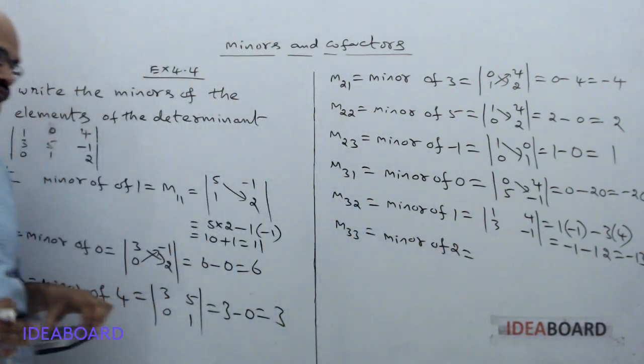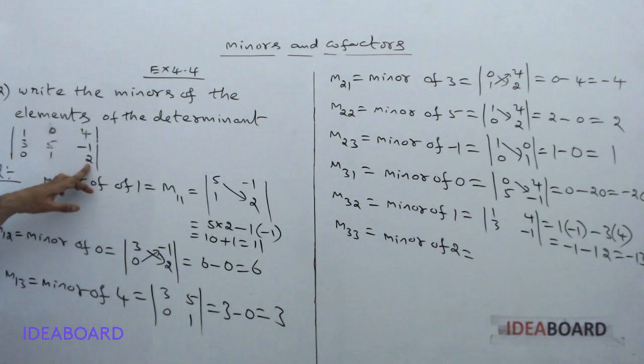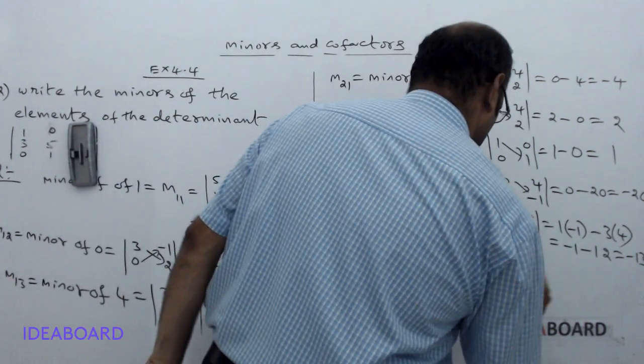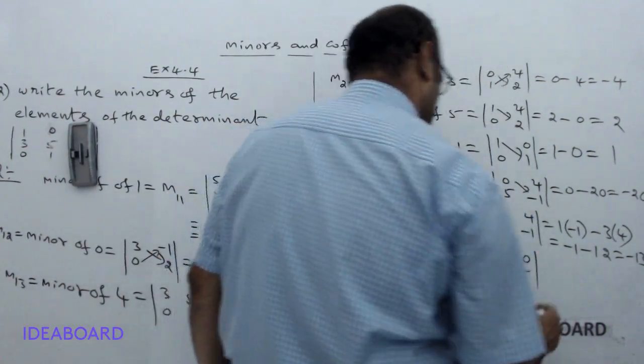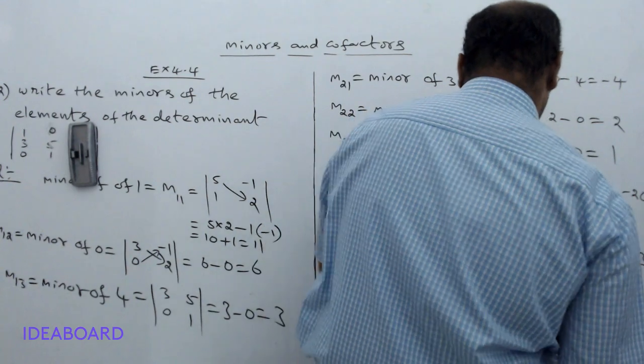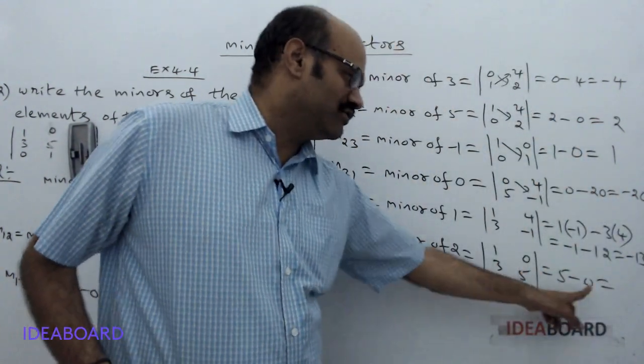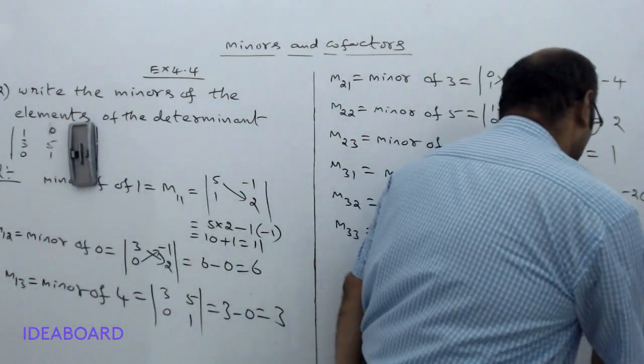Minor of 2 equal to, the element 2 lies in third row and third column. So we have to close third row and third column. When you close it, the remaining 4 elements are 1, 0, 3, 5. Determinant of 1, 0, 3, 5 equals 1 into 5 minus 3 into 0, which equals 5.